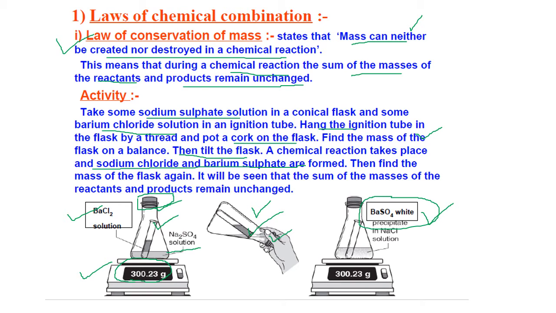product was formed, and again the mass of the flask was observed, and when they observed the mass of the flask, it remained unchanged. So you can see when the reactants were separately kept in the ignition tube and the flask, the mass was 300.23 gram, and when both of them reacted and formed a new product, then also the mass was the same, that is 300.23 gram. So this law states that mass can neither be created nor destroyed in a chemical reaction.